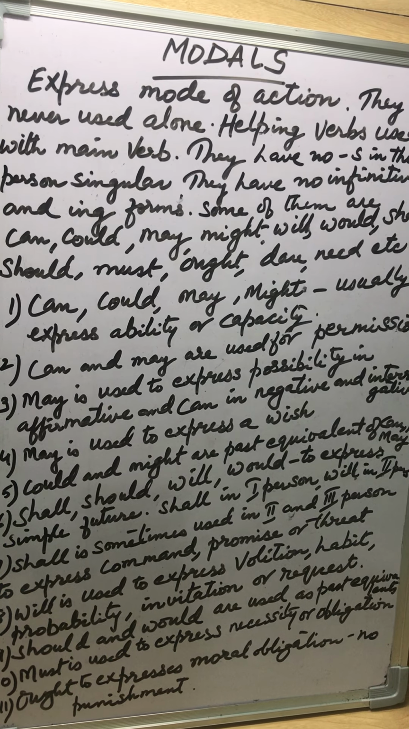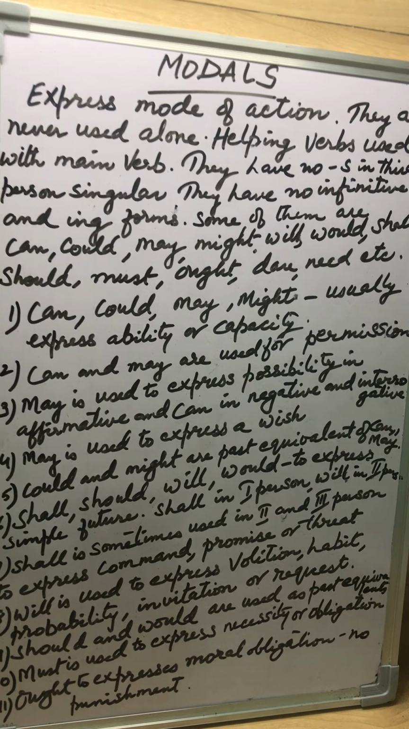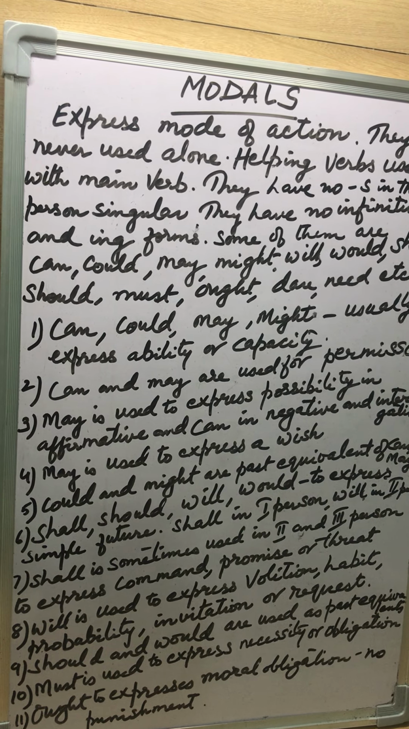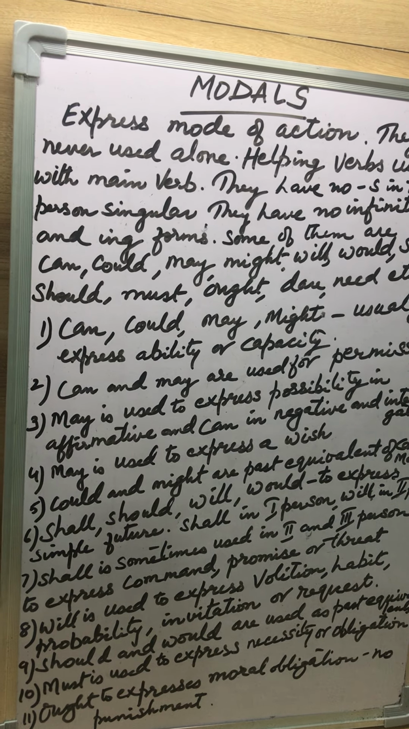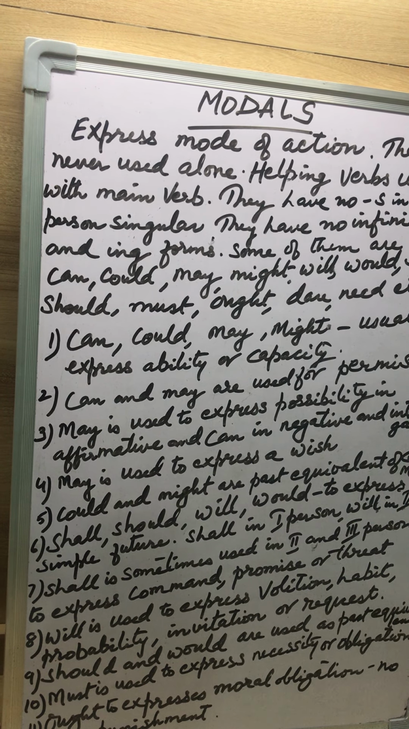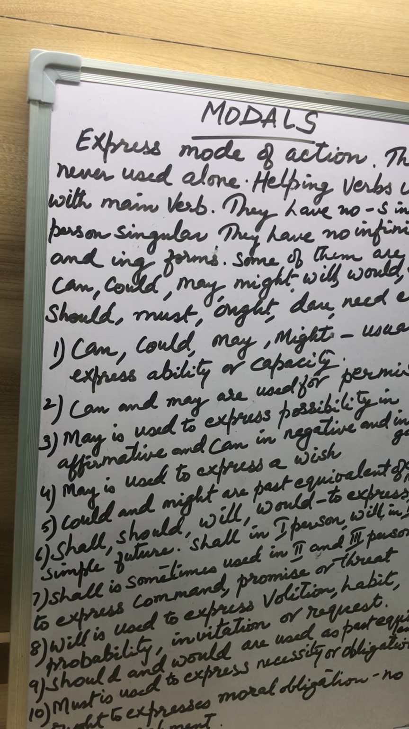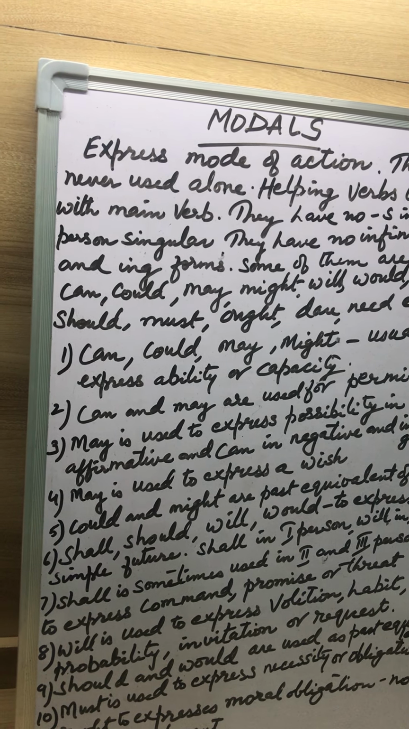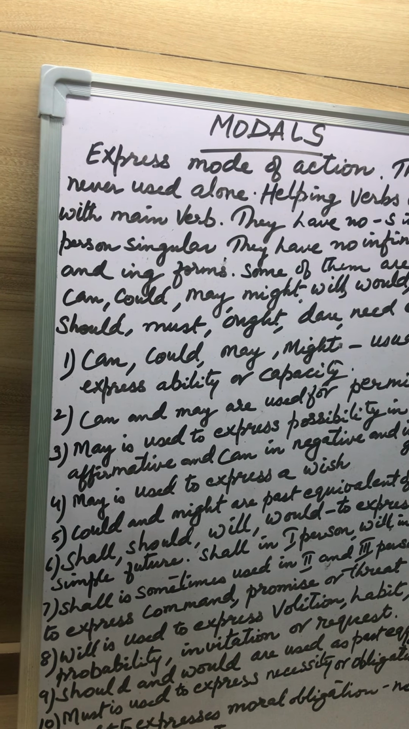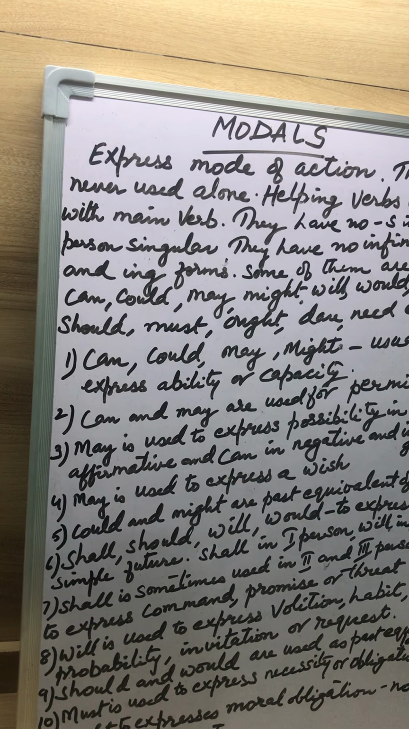Can and may are also used for permission. As for example, you can go now. Can I borrow your umbrella? So we see in these two sentences that can is used to express permission.